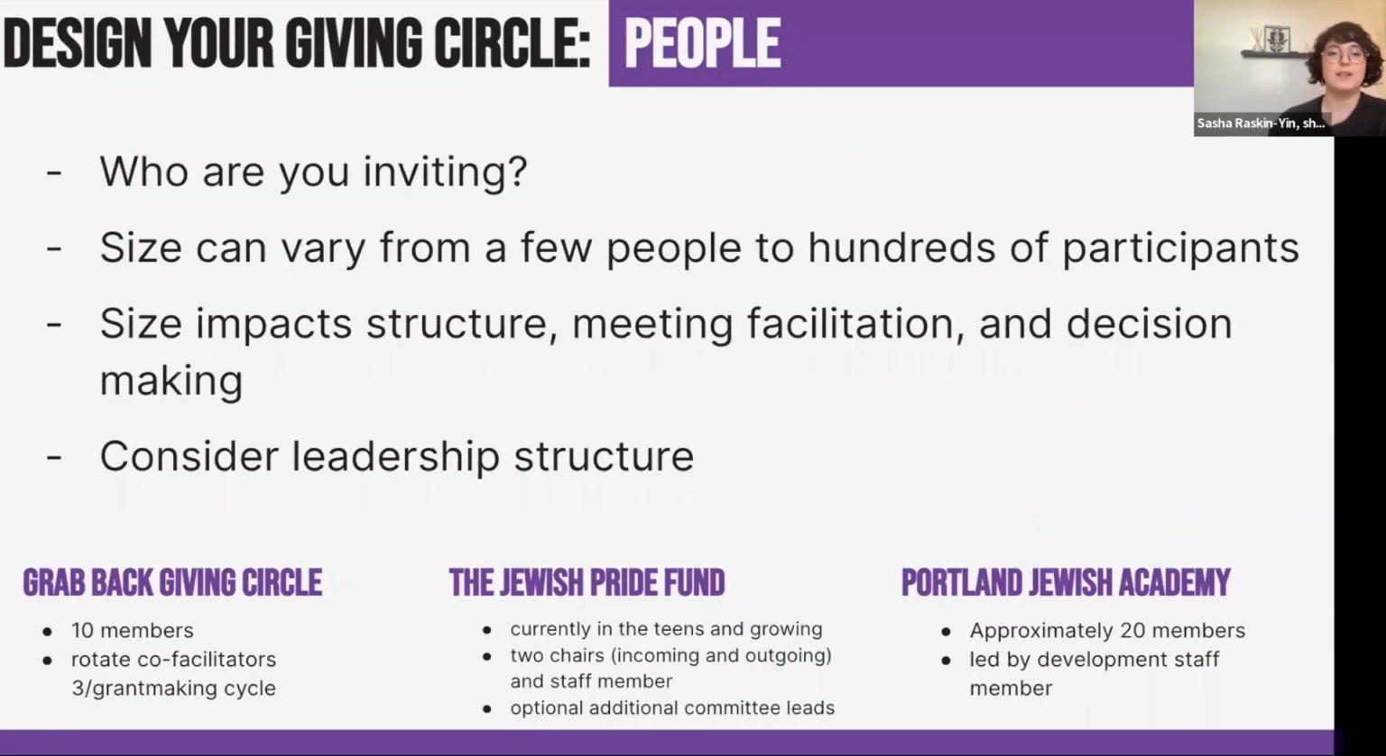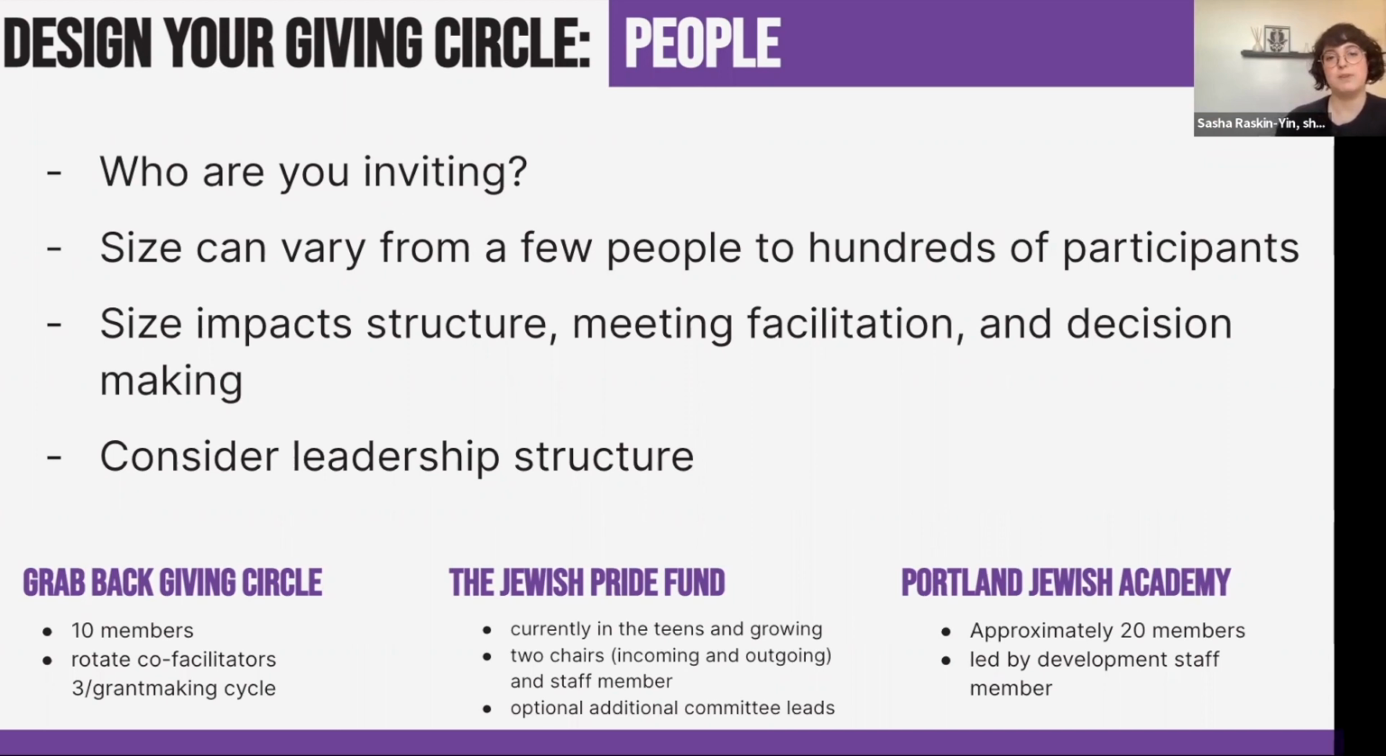The next set of slides walk you through the design decision points that will inform your giving circle. As we go through, we'll look at examples from the 3 giving circles we featured in the last video. We'll start with people. They're not in any particular order, but we'll start with who your giving circle is for. This is likely informed by our goals.